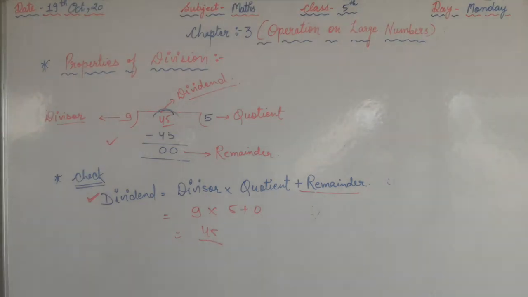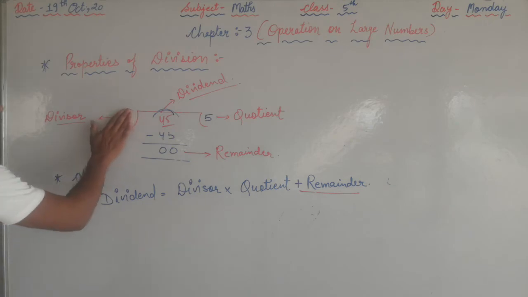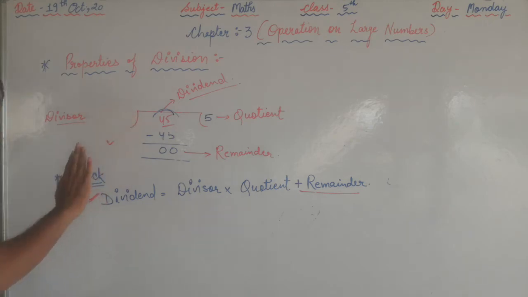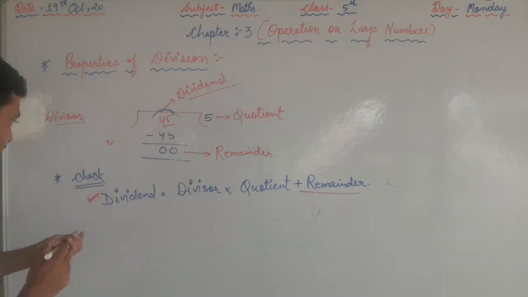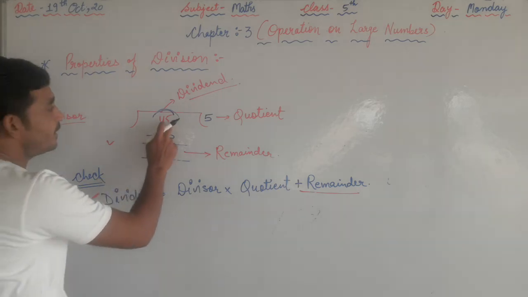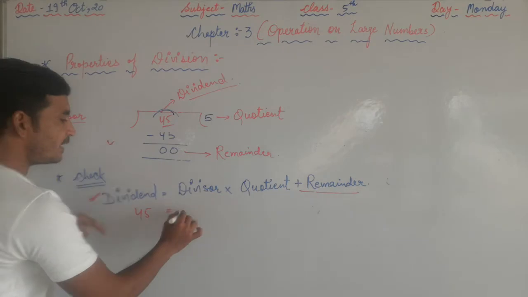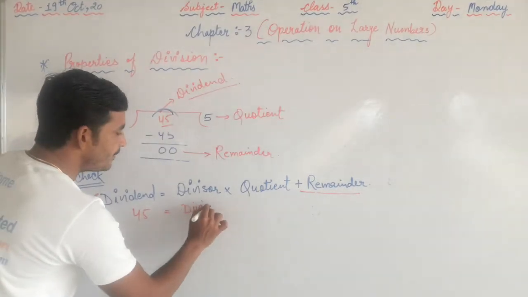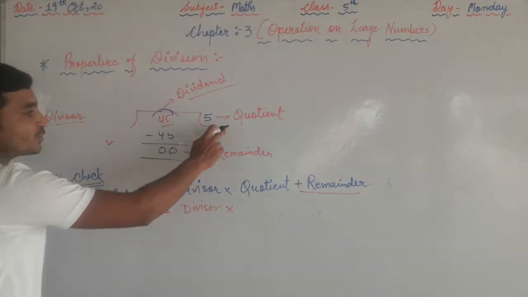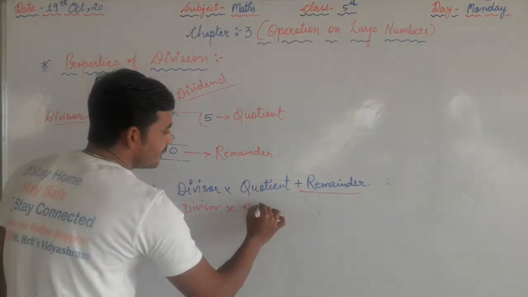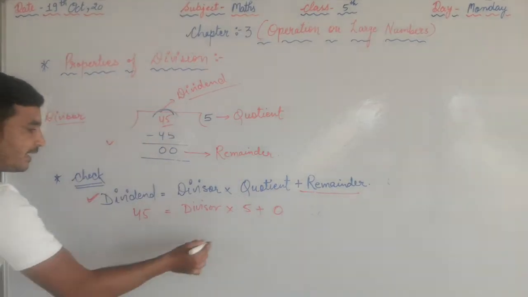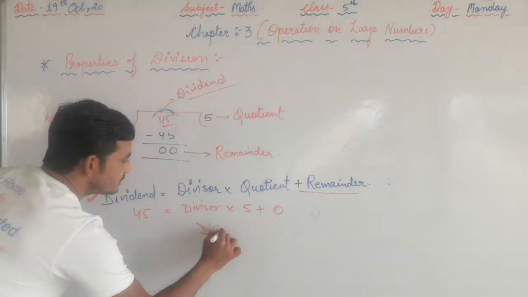Now see here, if divisor is not given, how do we find the divisor? See here, what's the dividend? Dividend 45 equals, divisor is not given, so we write the divisor only, multiplied by quotient. What's the quotient? 5, plus remainder 0.